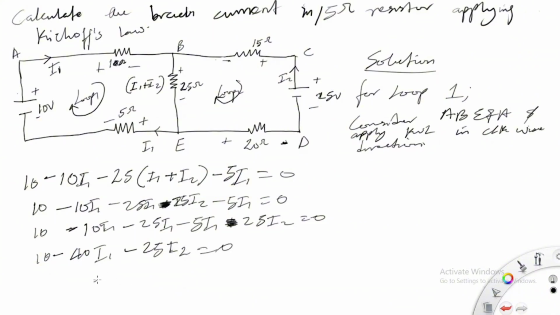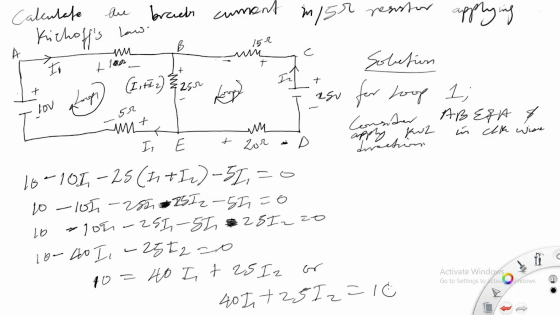So we would have here, let's now take it to the other side. We'll have 10 is equal to 40 I1 plus 25 I2, or 40 I1 plus 25 I2 is equal to 10. Let's call this our equation 1. We will now go for the second loop.